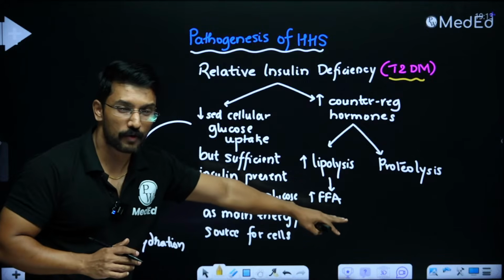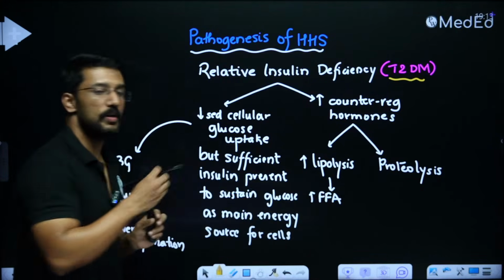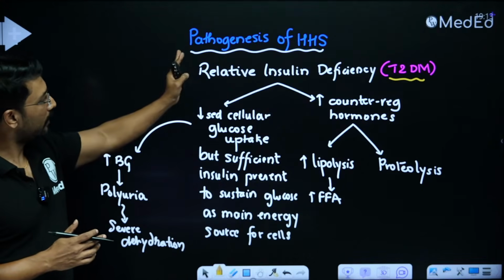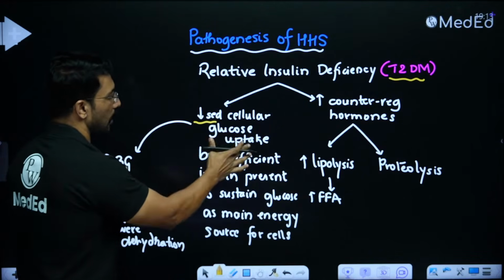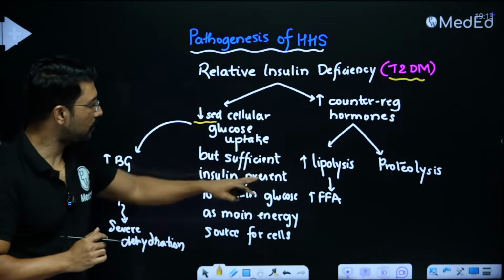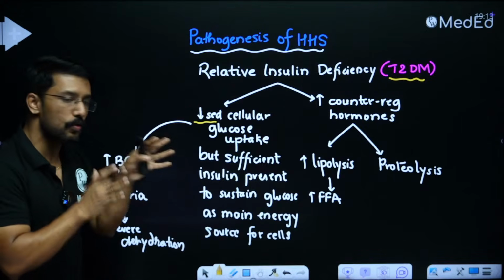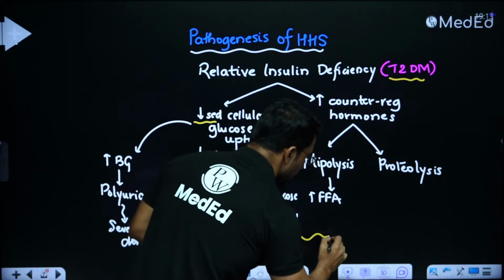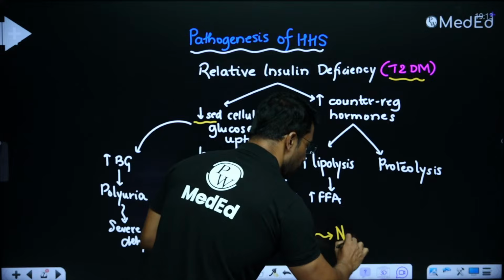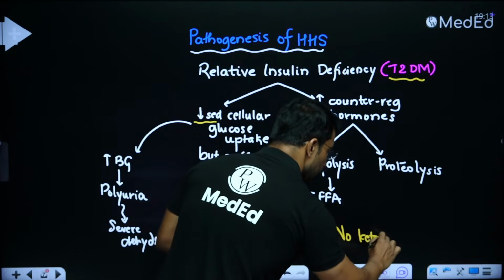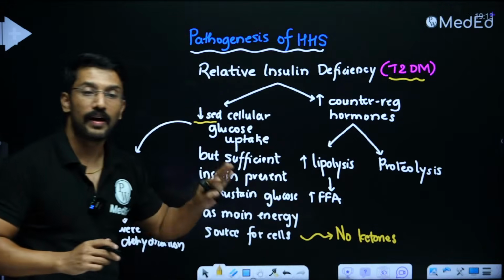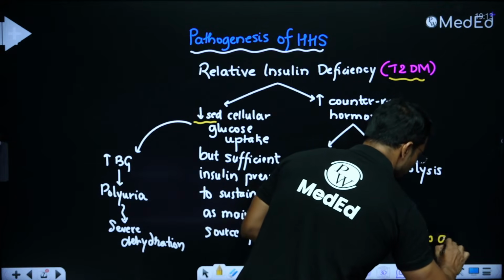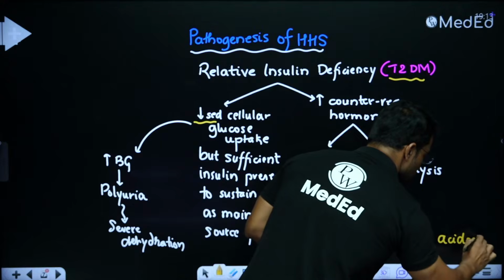There will be formation of free fatty acids, but these are not going to be my main source of energy. The main source of energy will still be glucose. With relative insulin deficiency, there is decreased cellular uptake of glucose, but that is sufficient. There is still sufficient insulin to keep glucose as the primary energy source. So because glucose continues to be the primary energy source, there is no formation of ketones. And if there is no formation of ketones, there will be no acidosis. So if no ketones, no acidosis. So this is the main difference between diabetic ketoacidosis and HHS.